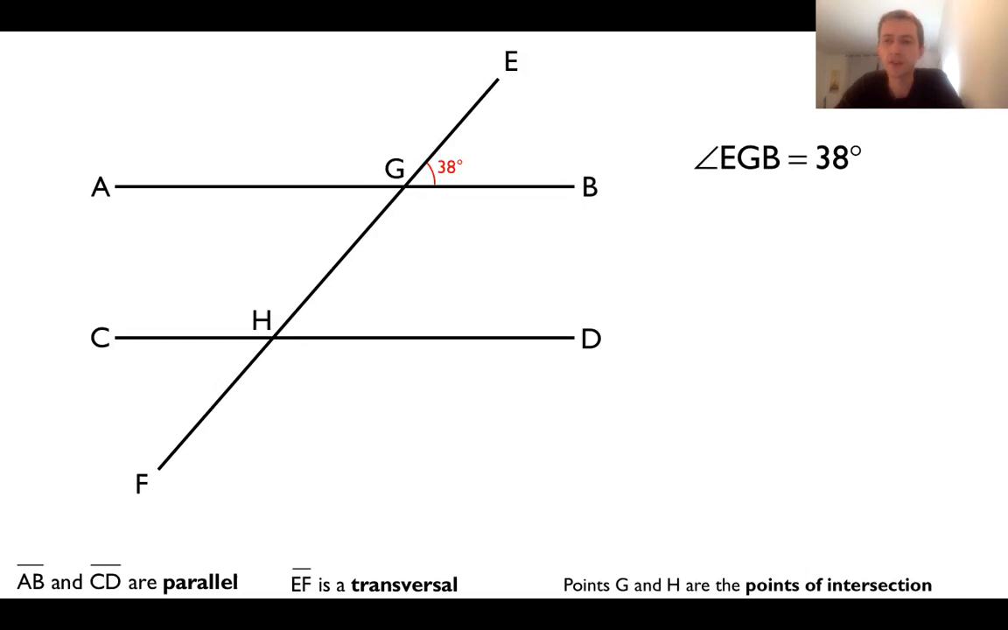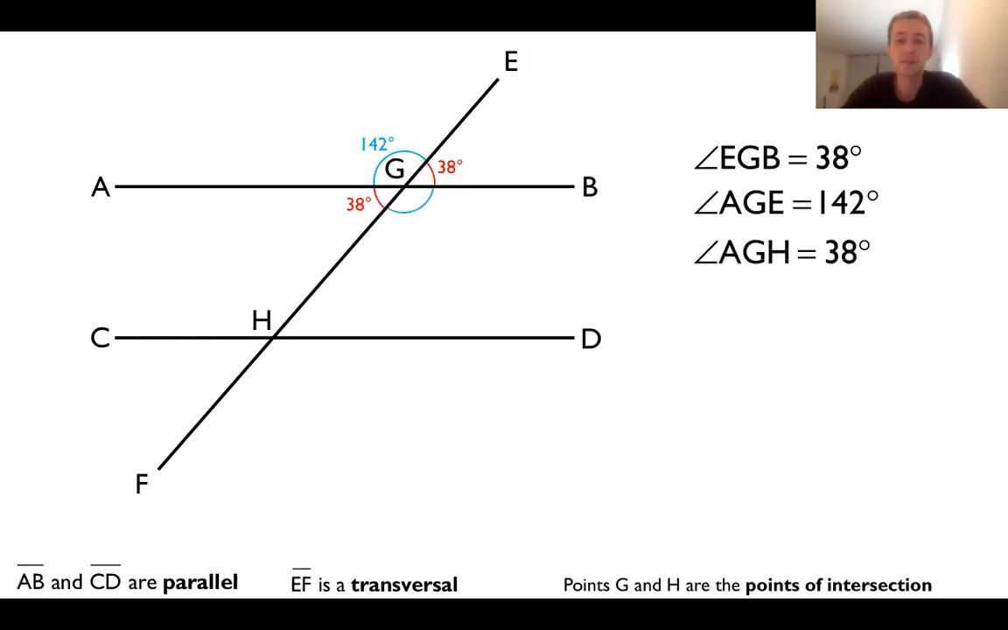Okay, let's try this. Let's work through how we know to do this. Well, 38 plus this is going to get me a straight line. So what must I add to 38 to get to 180? Well, it's going to be 142. So angle AGE is going to be 142 degrees. All right, now we know about vertically opposite angles. This one is across from 38, so it's also 38. This angle is vertically opposite the 142, so it's going to be 142.